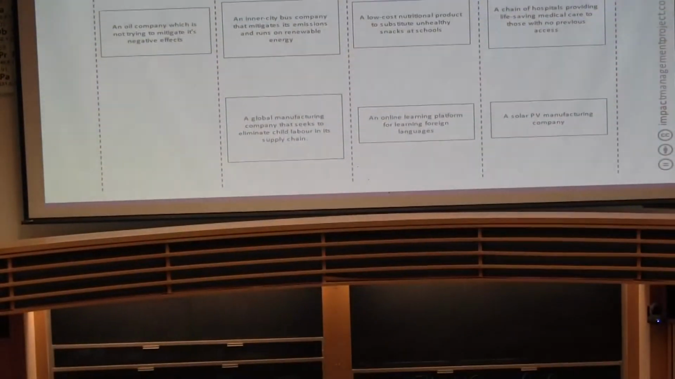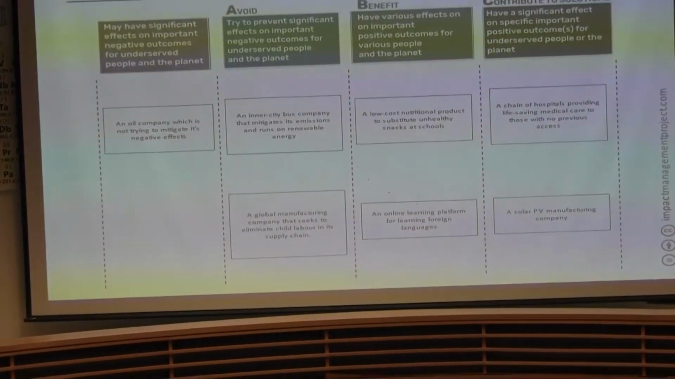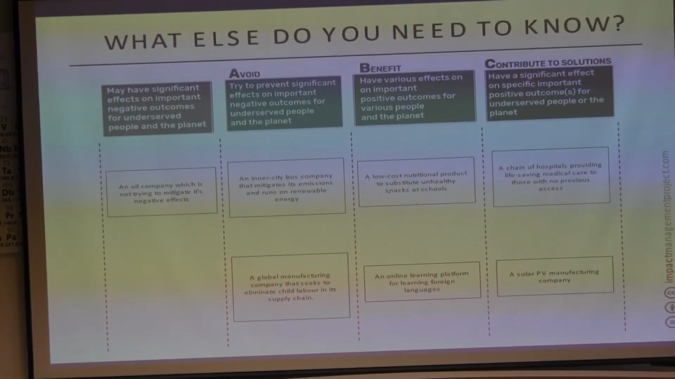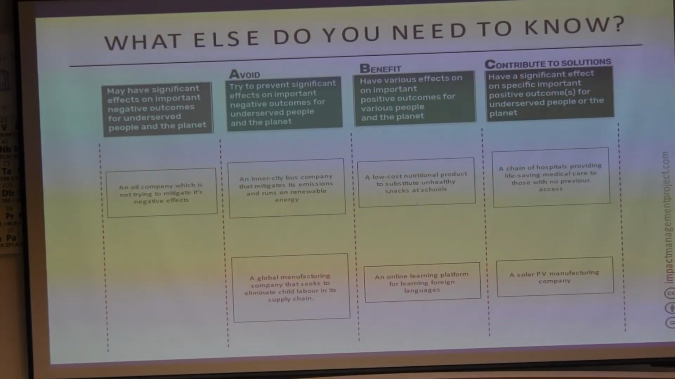A global manufacturing company that seeks to eliminate child labor in its supply chain, same idea, right? They may be a bottled water company, it could be a cell phone company, it could be a clothing company. So their core mission is focused on a very much profit-driven objective, but they're trying to do less harm by adjusting their supply chain. Okay, so that's good.